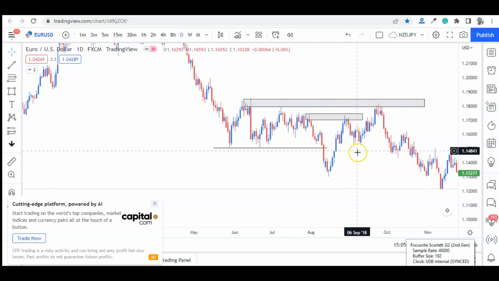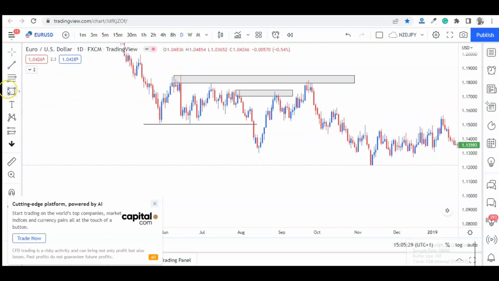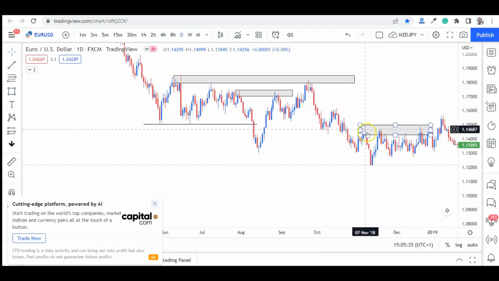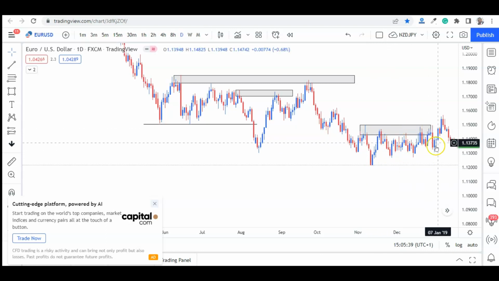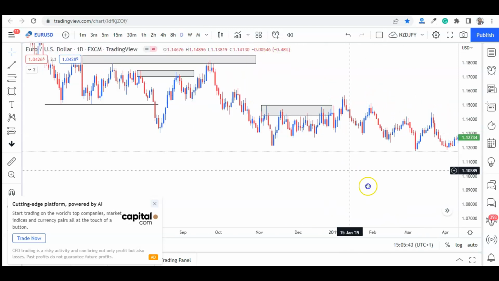The wicks are very powerful, especially on the higher time frame. For example, looking at this here, you can see the wick here. This is a powerful supply zone. You can see price respected that before finally giving way. So that is one way to look at it.